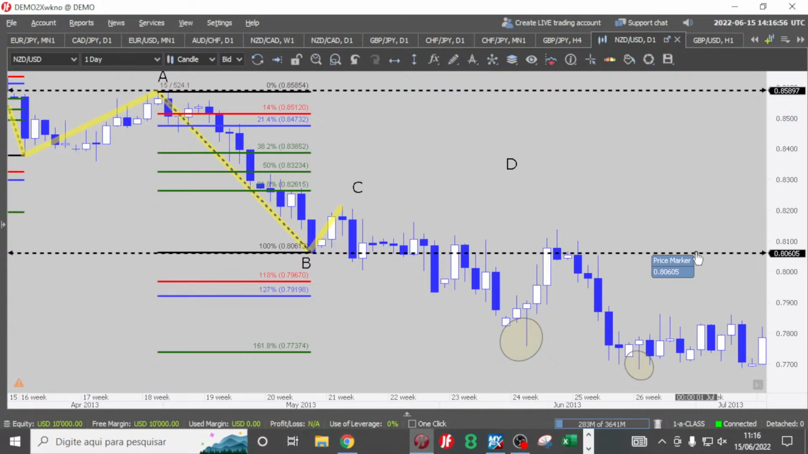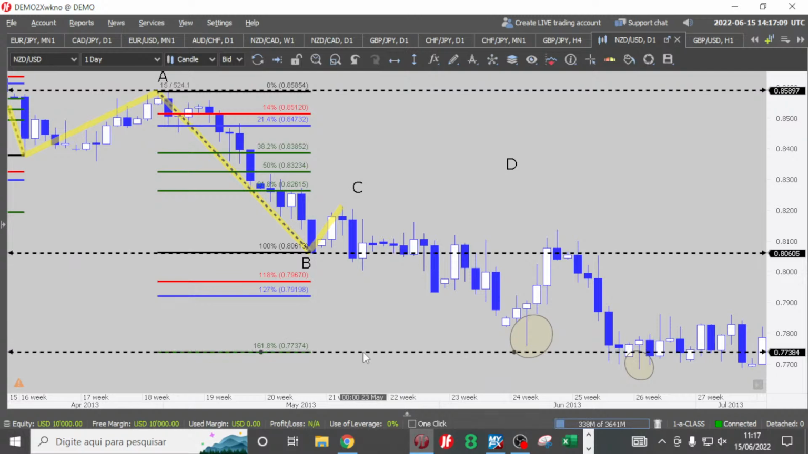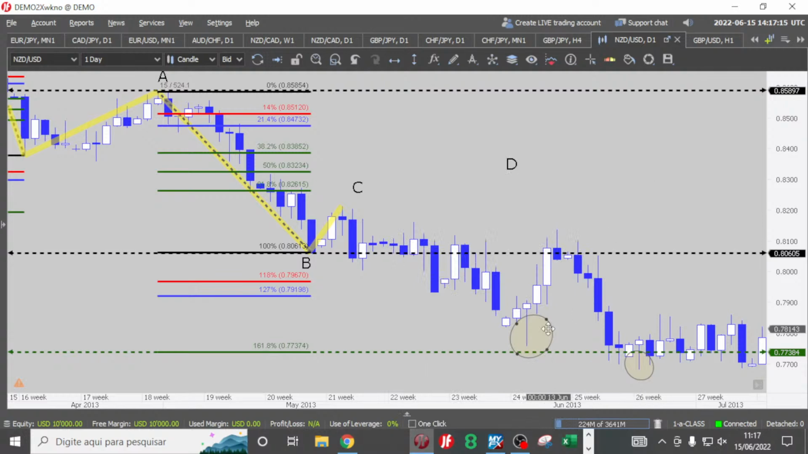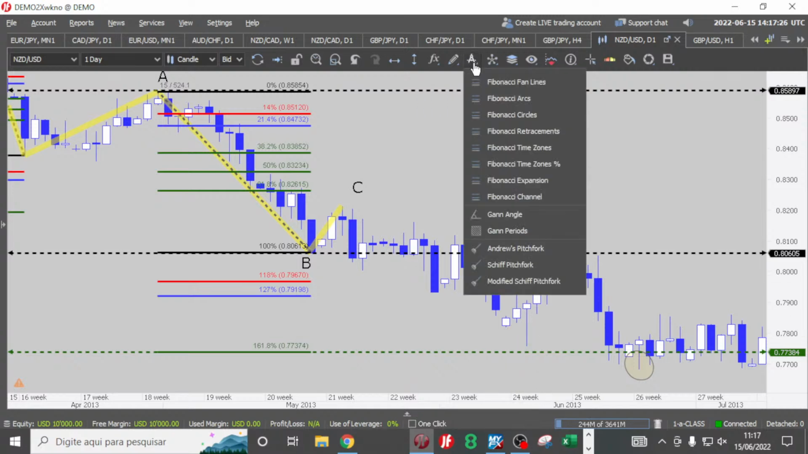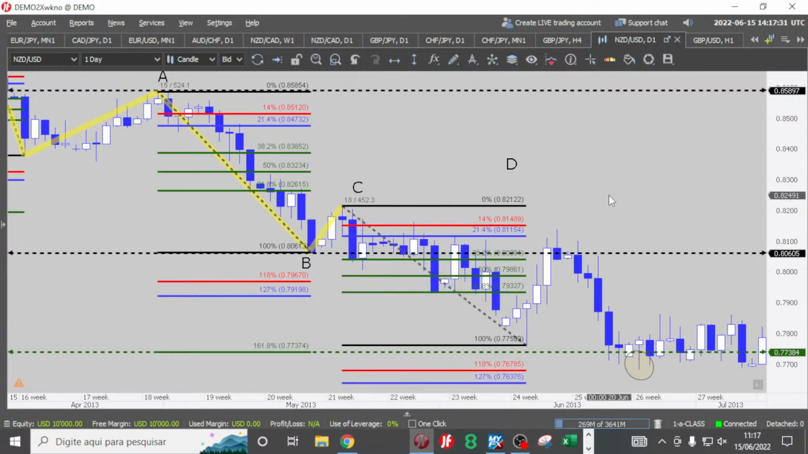Which one is the D extension? The first circle or the second circle? See, if the first circle appears to you the D, you can put another horizontal line on the green level, and you are going to see, wow, right, the market did not touch the green level. So if you would wrongly see, not judging anybody, this is a level of skill, and you would put your next Fibonacci like this, you have a wrong Fibonacci sequence.